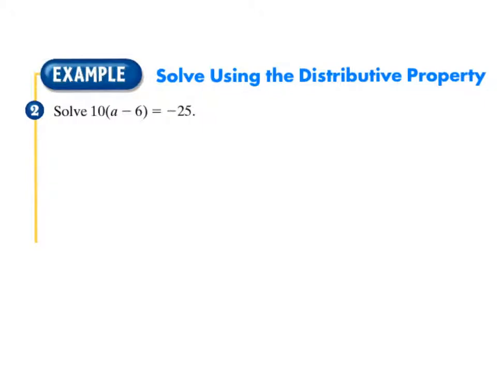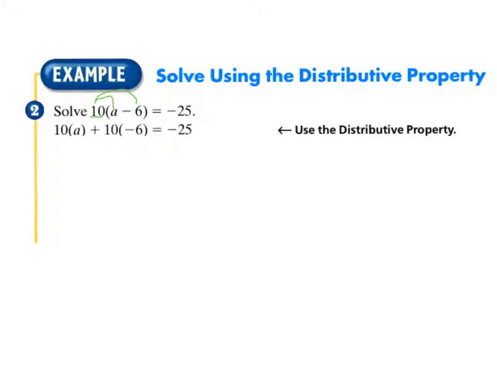Now let's look at another example of solving using the distributive property. We want to solve 10 times (a - 6) equals negative 25. To do this using the distributive property, we want to multiply everything on the inside of the parentheses by what's on the outside. Outside my parentheses is 10, so I want 10 times a and 10 times 6. And remember, you need to multiply what's outside the parentheses by everything on the inside. The most common mistake I see is people will multiply 10 times a and forget all about the minus 6. So let's move on.